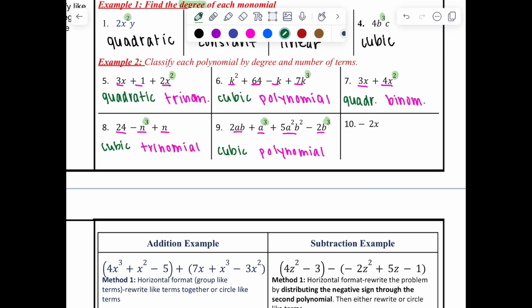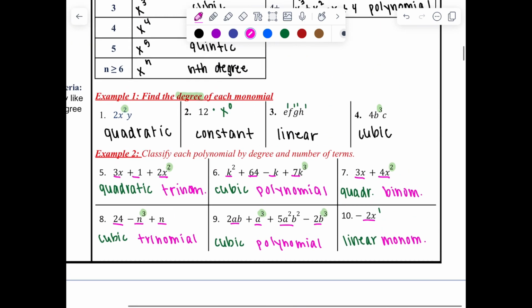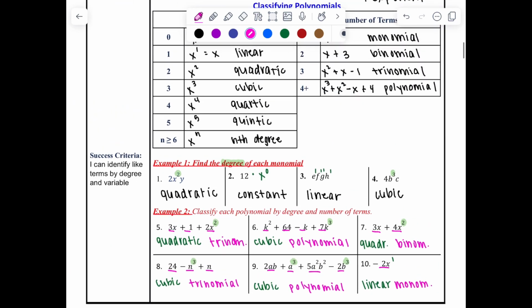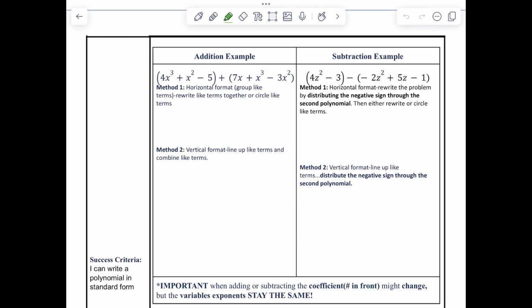And then look at number 10. So number 10, there's definitely a variable, and even though you can't see the exponent, it has a 1. And when the exponent is 1, and that's the degree that you're dealing with, it's talking about a linear function. So imagine graphing like y equals negative 2x. And then this is a single term. There's only 1 term, no addition or subtraction. So linear, monomial. And there's the first page.